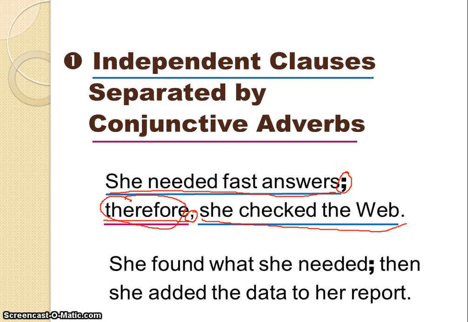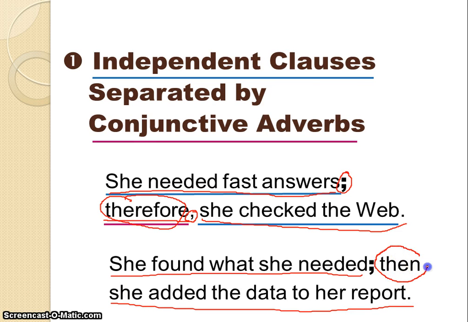Okay, she found what she needed. Then she added the data to her report. So here is our first independent clause: she found what she needed. And our other one: she added the data to her report. Here's our conjunctive adverb, and so we need to use our semicolon, but we don't put a comma after then because it's only one syllable.